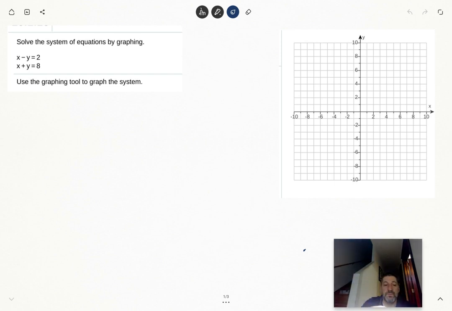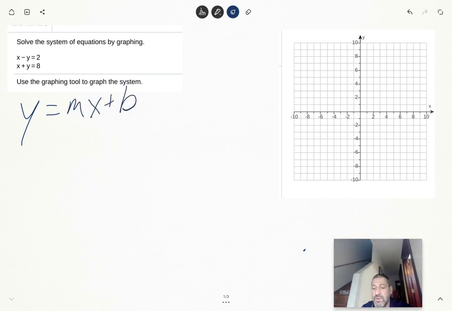A big part of this is y equals mx plus b, y-intercept form of an equation. So if we can graph these two equations and find out where they intersect, that would be the solution to those two equations. Just a reminder, when we put an equation in y-intercept form, the number next to the m is the slope, and the number all by itself is the y-intercept.